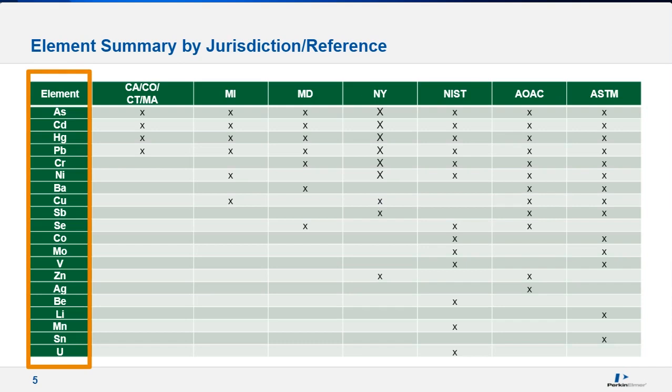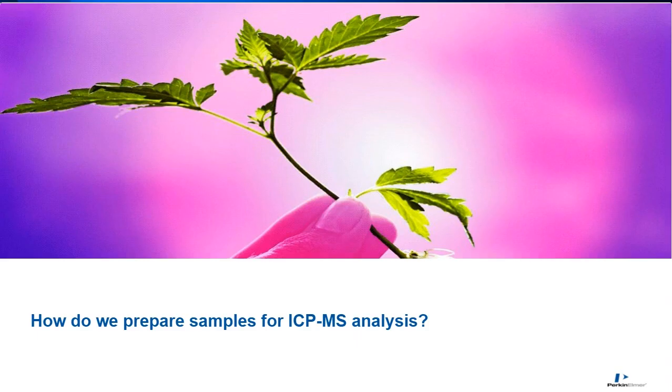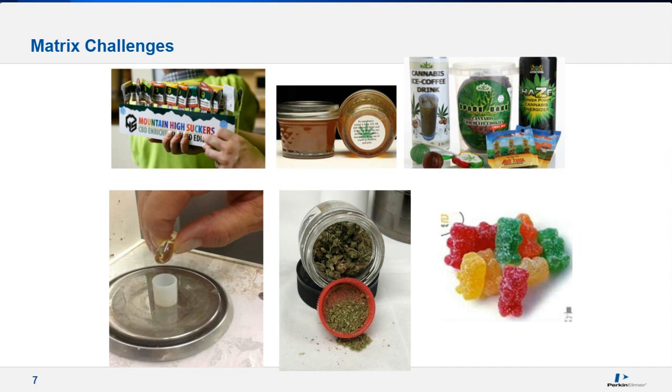Now, let's take a look at sample preparation. Cannabis and cannabis-derived products, as you know, come in a variety of forms. So some of these forms can be quite challenging to prepare, either to mix or homogenize, or actually even subsample. Some of these can be difficult.